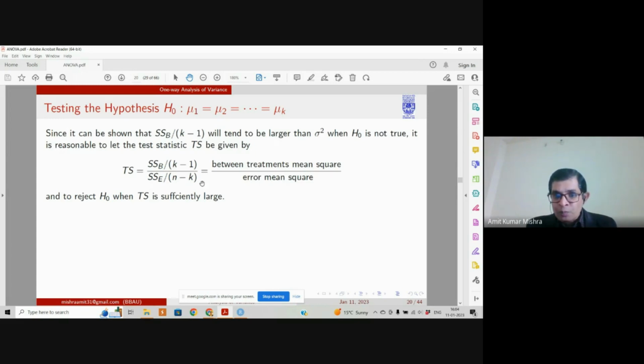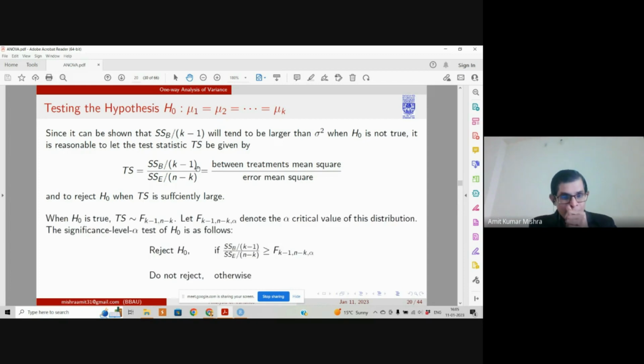So this ratio, we call it between treatment mean square divided by error mean square, because when we divide by k minus 1 and n minus k, these are called mean squares. When this test statistic is sufficiently large, that will indicate that SSB upon k minus 1 is overestimating sigma square. That means H naught is not true. So we say reject H naught if this test statistic, the ratio of SSB upon k minus 1 and SSE upon n minus k, is greater than or equal to some critical value.